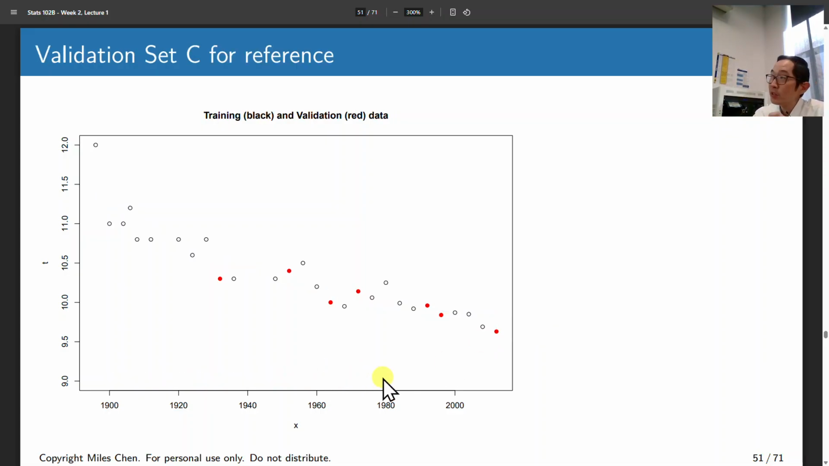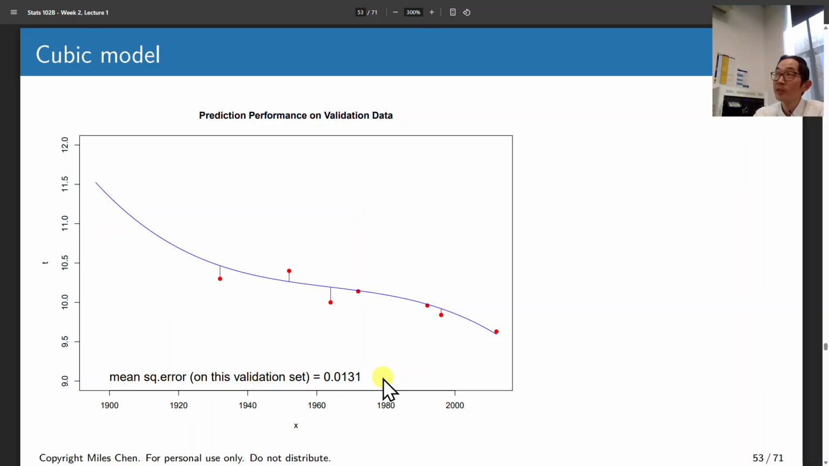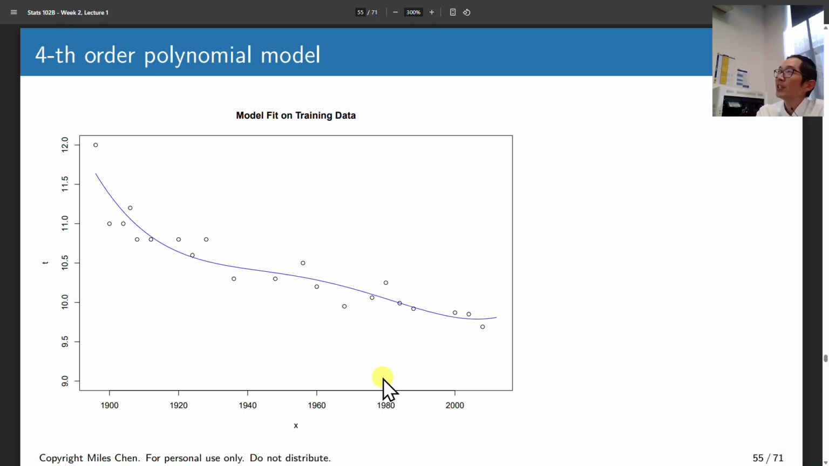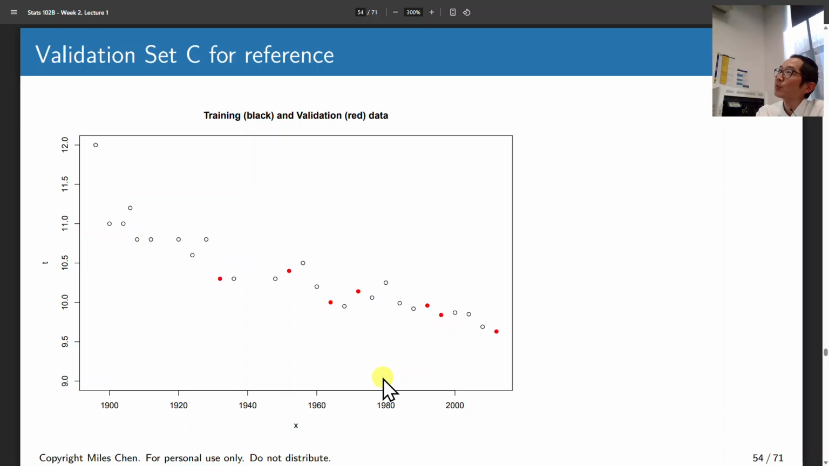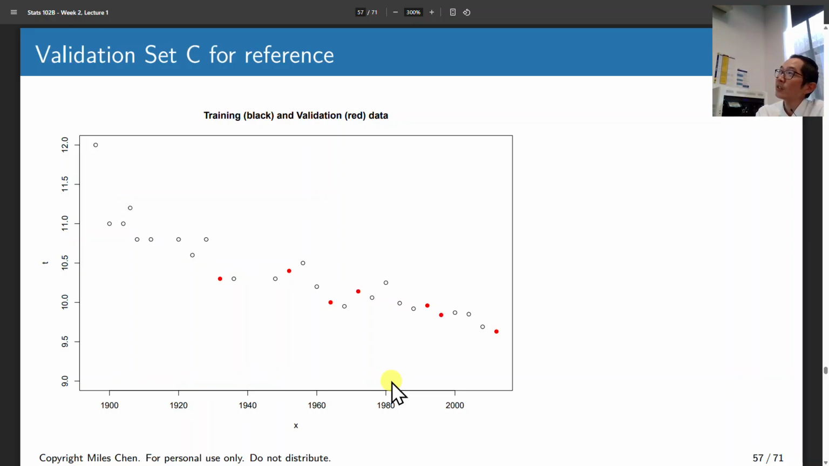Okay, repeat. This time, we're going to fit a cubic model. So on the remaining 21 points, we fit a cubic model. This is what it looks like. We bring back those 7 points, and this is what we get. Okay. Here it is. We'll try the fourth order polynomial, and this is what we get. If you do it to the remaining 21 points, we bring back those 7 points. How well did it predict? This is what we get. Here it is, the entire data set.